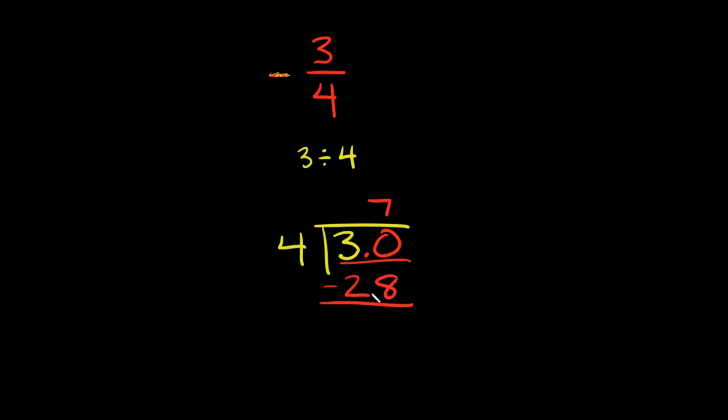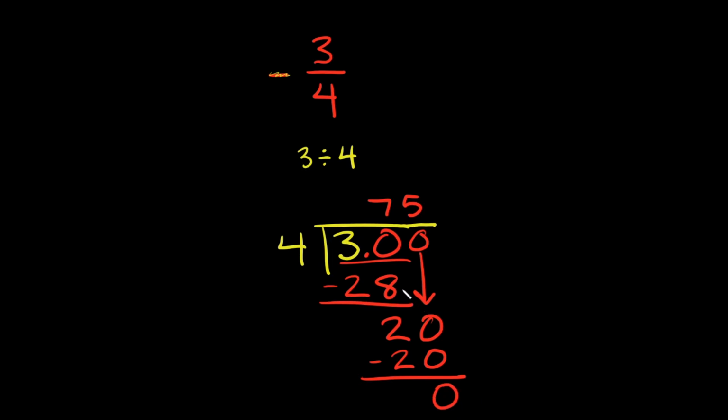So 30 minus 28 is 2, right? And then we have nothing right here, so we'll add a 0 and drop it down right here. Okay, now how many times does 4 go into 20? 5 times. And then 5 times 4 is 20, so we'll subtract those right there. And then 20 minus 20 is 0, right? So we have a 0 remainder.